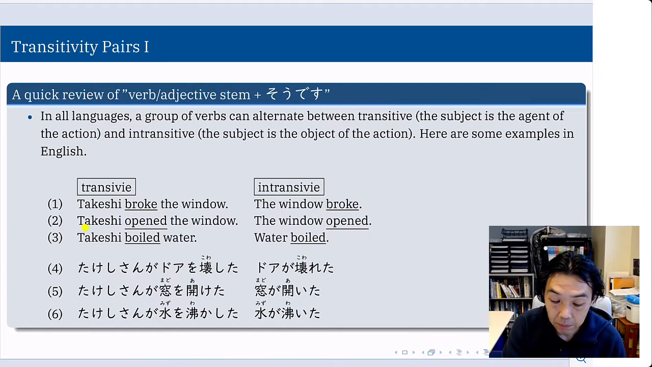Open is another example. Takeshi opened the window. Again, you see the agent and patient. In the intransitive pair, the window opened. You don't hear who opened it, but you can just tell that the window opened. Takeshi boiled water is transitive, and water boiled is intransitive. And these are the equivalent sentences to those 1, 2, 3 in Japanese.